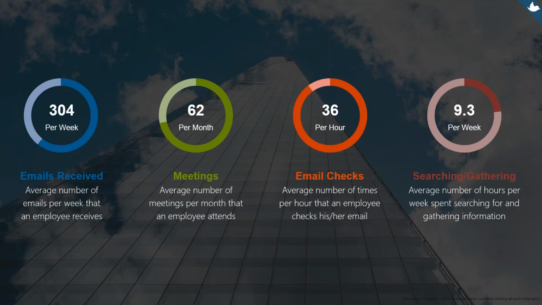If you look at this, it looks like we're spending an awful lot of time meeting and communicating with each other. The emails received actually didn't surprise me that much. 62 meetings a week, 36 email checks per hour. We're checking our email. We're living in email. We spend 10 hours, 25% of our weeks, if it's almost a 40-hour week, searching for information, not even just doing our job, just trying to gather information so that we can actually do our job. So there's a lot of things going on.